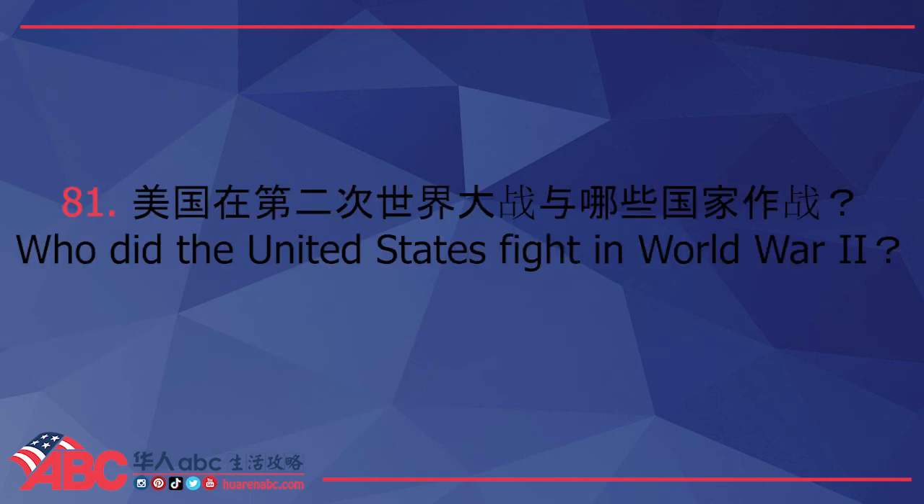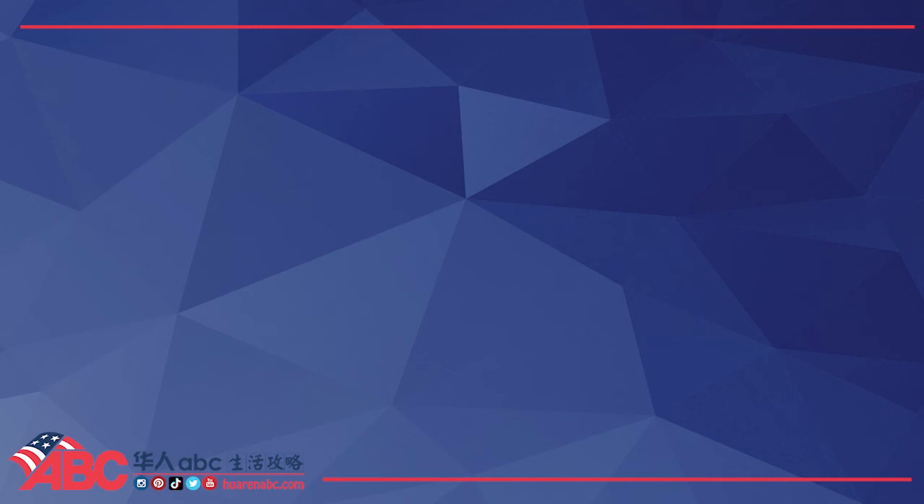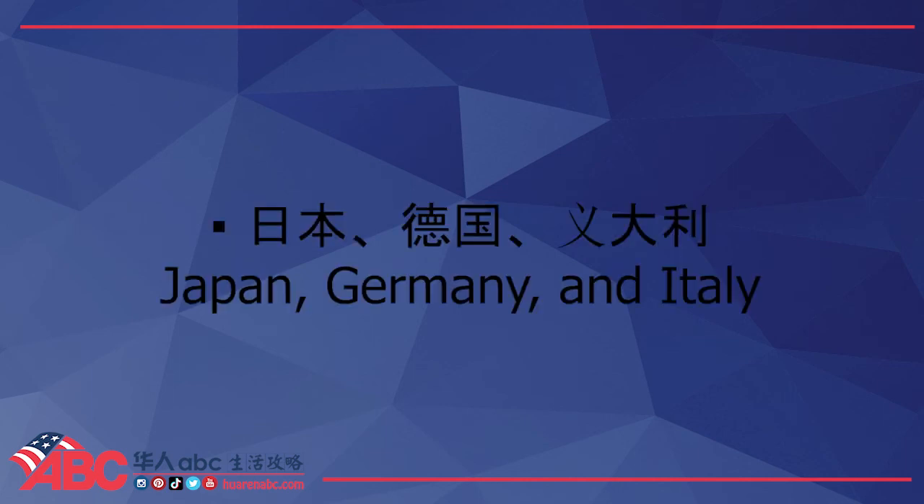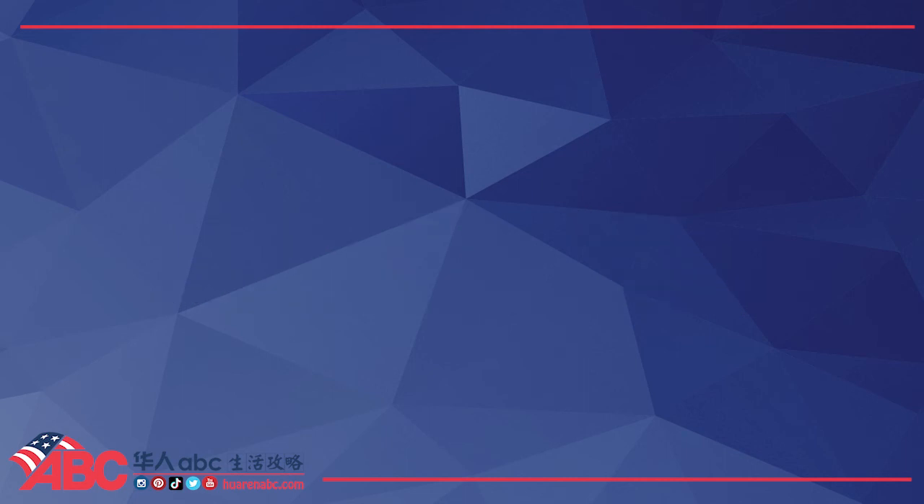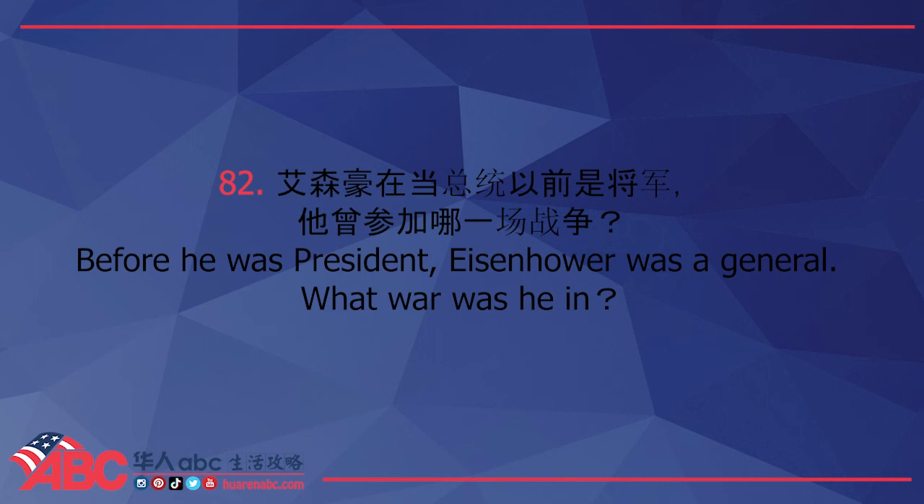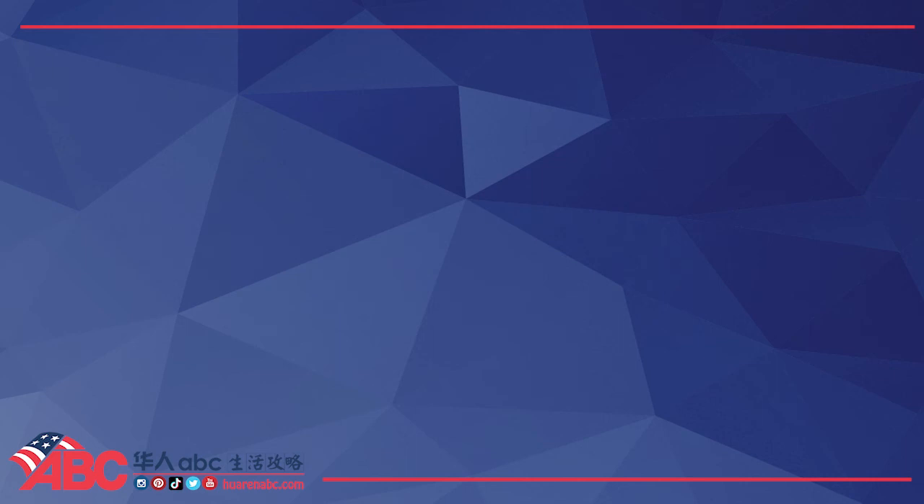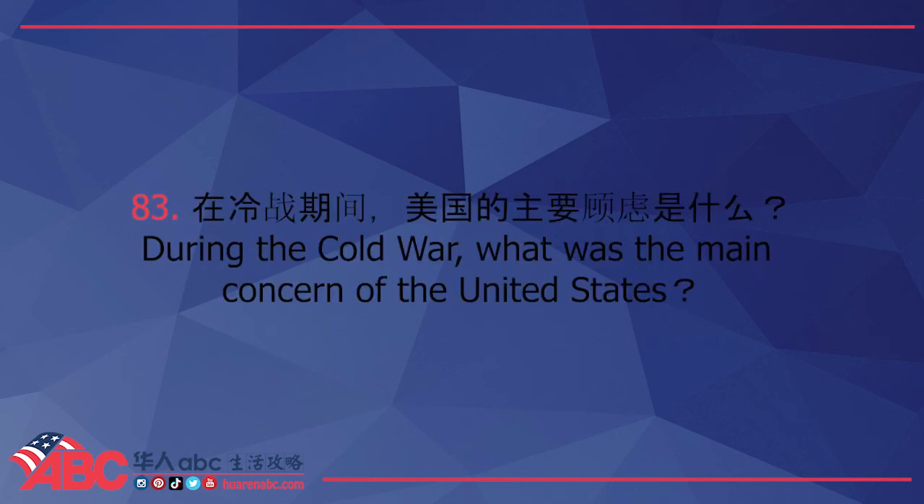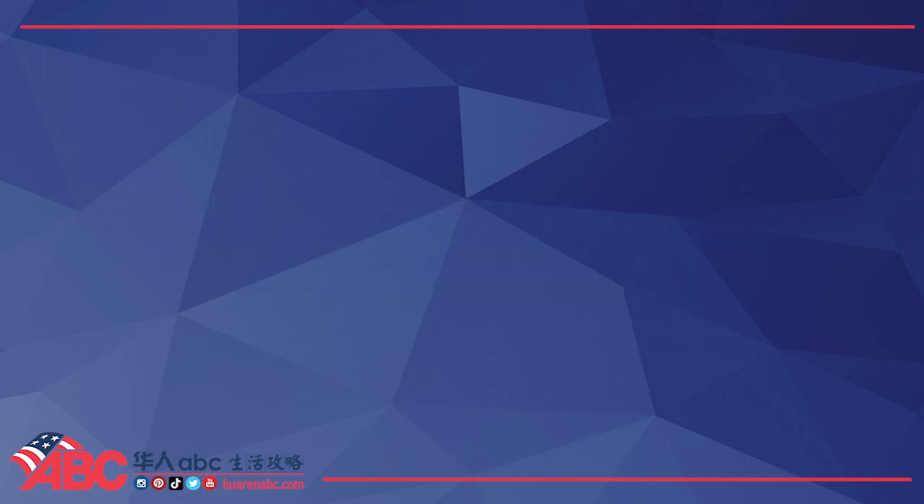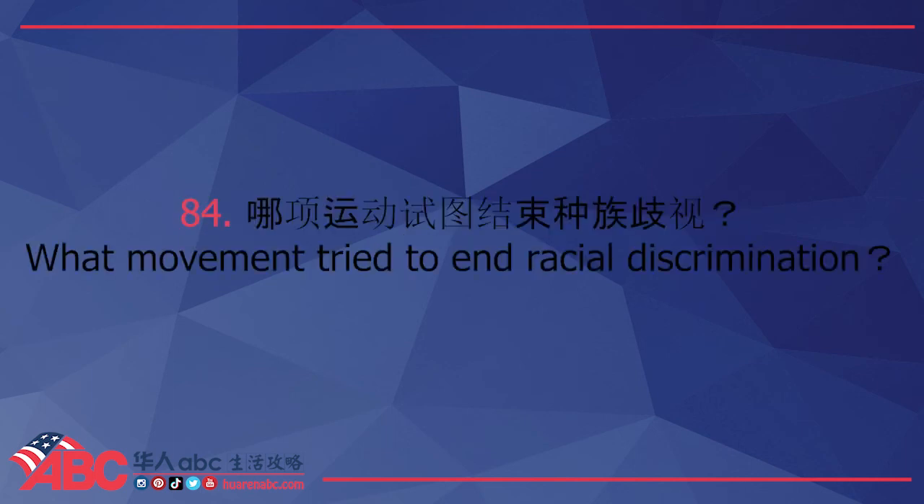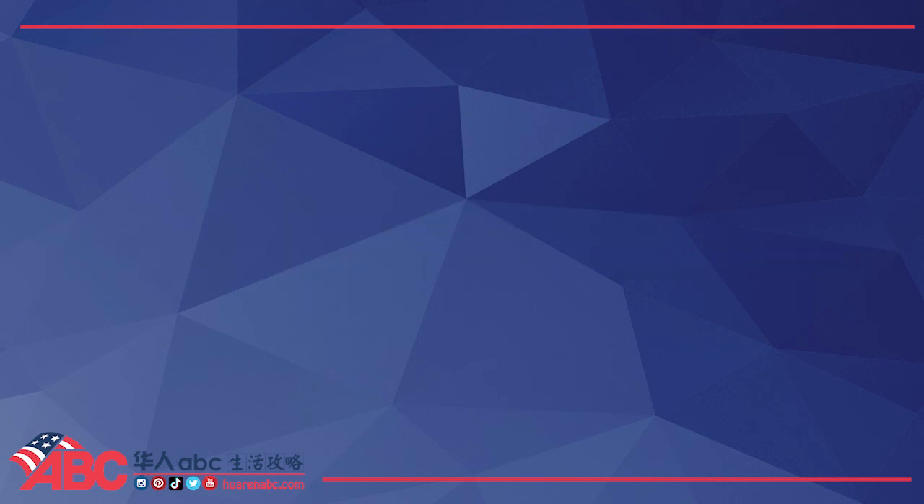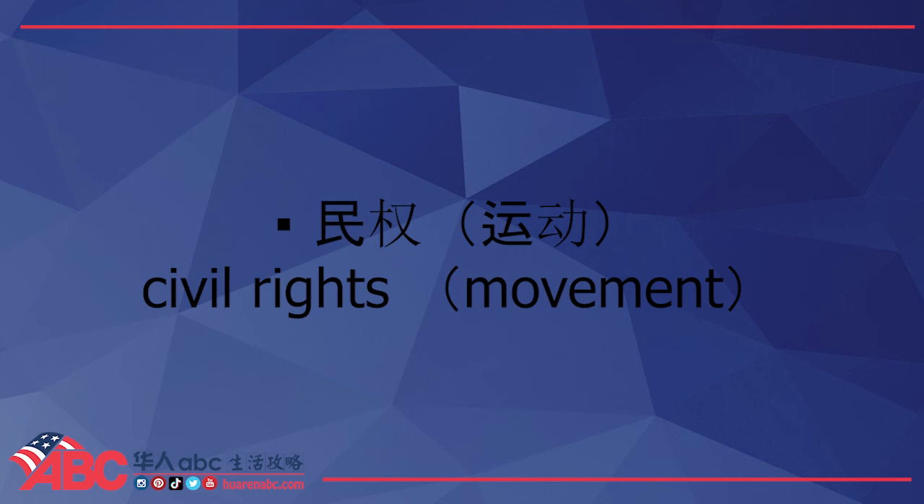Who did the United States fight in World War II? Japan, Germany, and Italy. Before he was president, Eisenhower was a general. What war was he in? World War II. During the Cold War, what was the main concern of the United States? Communism. What movement tried to end racial discrimination? Civil rights movement.